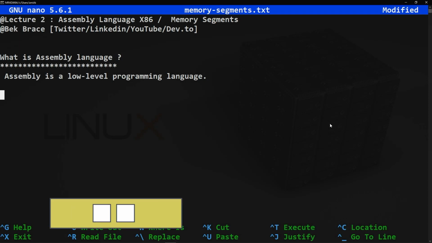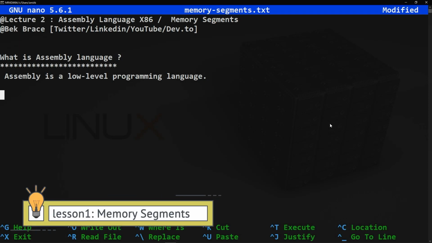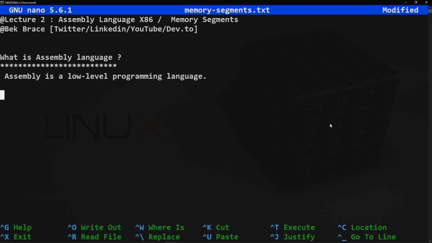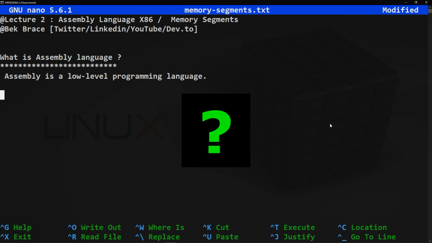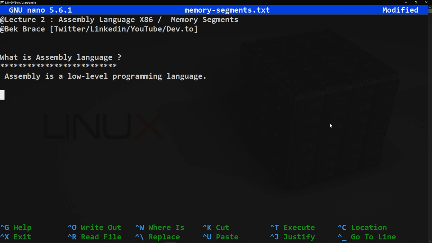In this part, we're going to discuss memory segments in assembly language, X86 architecture. Previously, we have seen how to write a hello world program in assembly, and we have discussed several sections of an assembly program. But before we move on, what is assembly language? Assembly is a low-level programming language for a particular computer architecture.